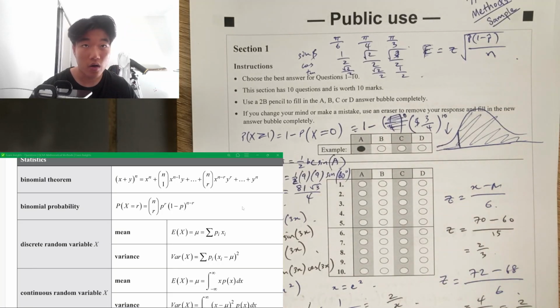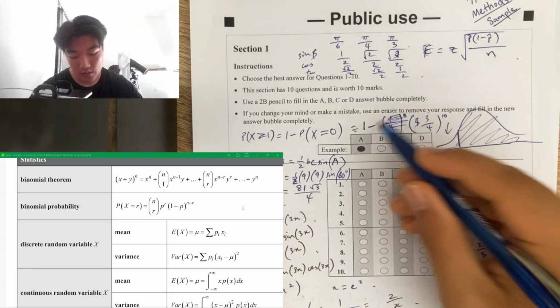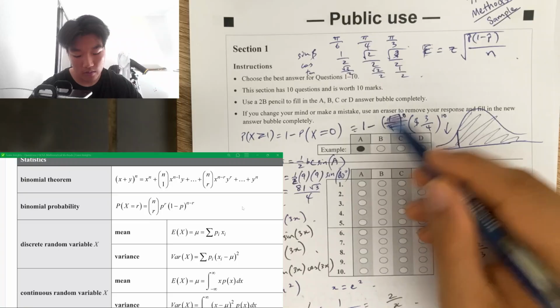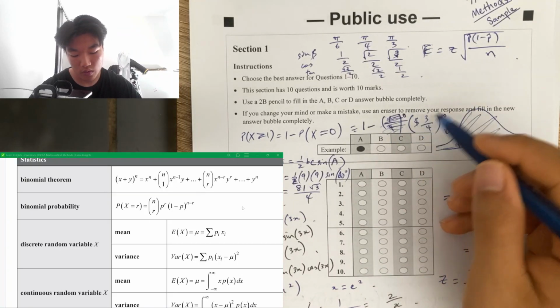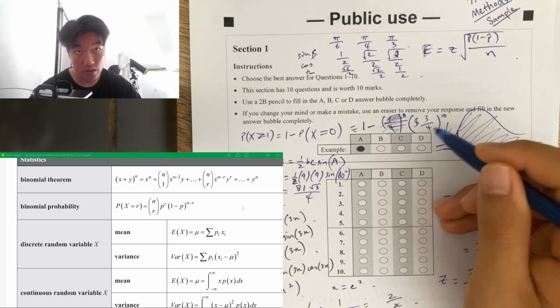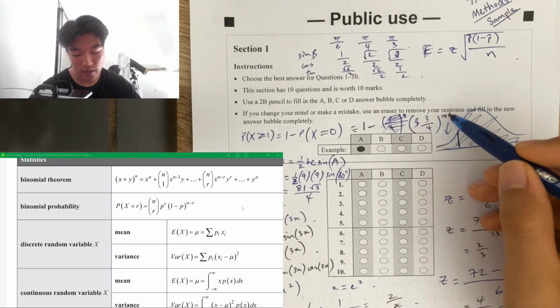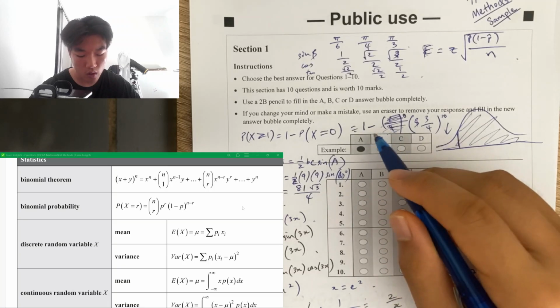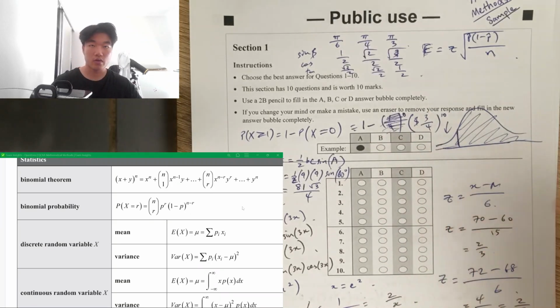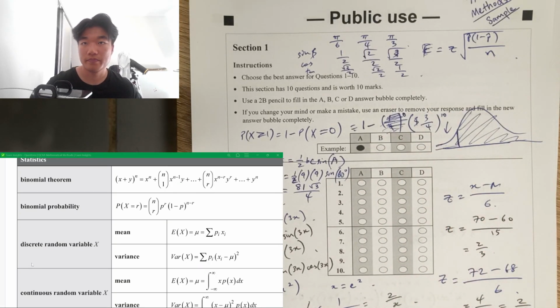1 over 4 to the power of 0 is just 1. So then that's why it's 1 minus, I scribbled this out because it's just 1. And then it's the complement, so 1 minus 1 over 4, which is 3 over 4. And that's to the power of the number of trials, which was 10. So it's 1 minus 3/4 all to the power of 10.